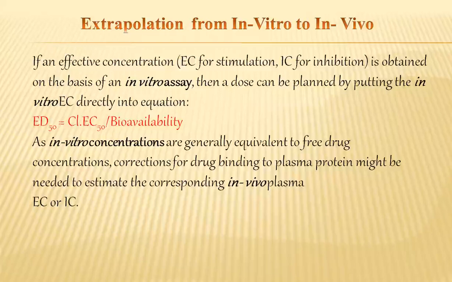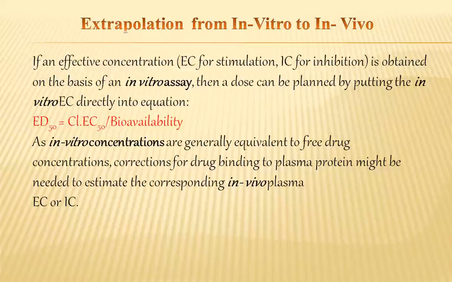Next, for feasibility studies, extrapolation of in vitro to in vivo. In this, if an effective concentration or inhibitory concentration is obtained on the basis of in vitro assay, then a dose can be planned by putting the in vitro effective concentration directly into the equation.